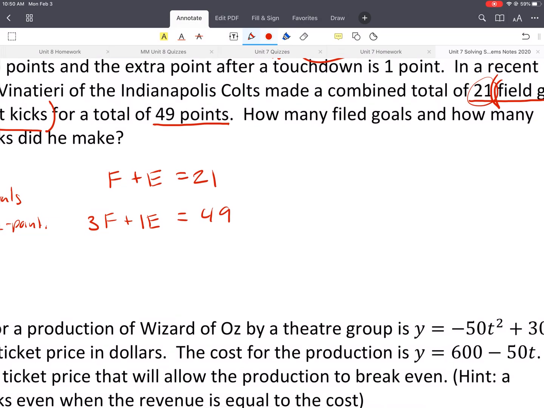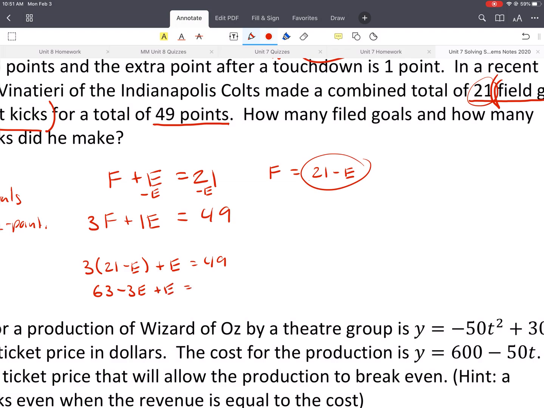So we're going to want to solve one of the equations. So maybe we'll say F. Maybe we'll subtract E from both sides. F is equal to 21 minus E. We'll substitute that in for F. So we'll have 3 times (21 minus E) plus E is equal to 49. 3 times 21 is 63, minus 3E plus E is equal to 49. We'll combine like terms. That gives us a negative 2E.